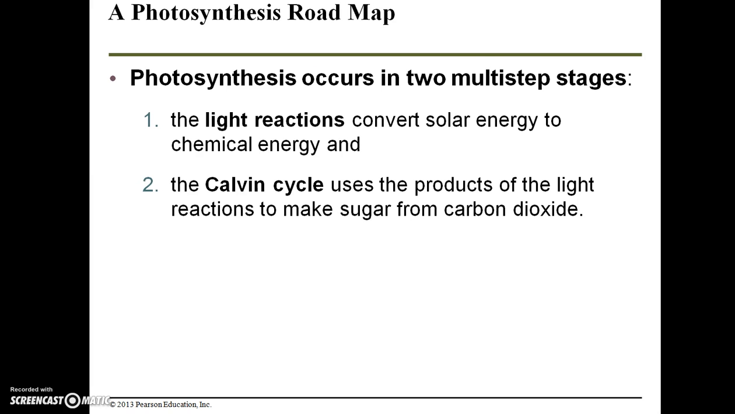Just as cellular respiration occurs in a series of steps, so does photosynthesis. There are what are known as the light reactions, which convert solar energy to chemical energy. And then there's the Calvin cycle, which uses the products of the light reactions to make sugar from carbon dioxide. So notice that usable energy is not actually being produced in the light reactions, but the products of the light reactions go into the Calvin cycle, and that is how the usable energy is made.